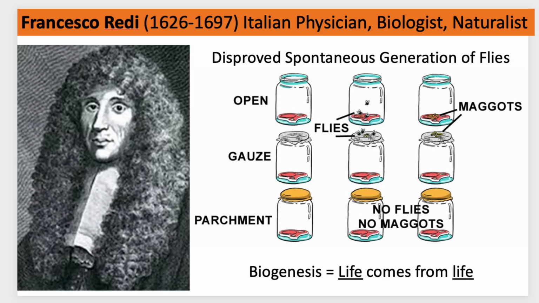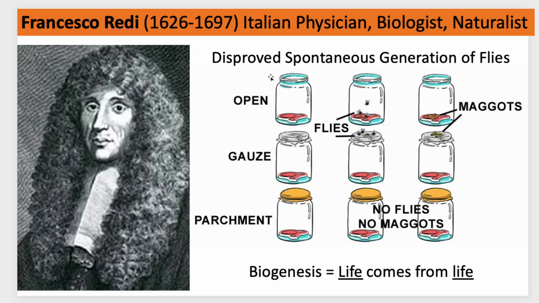We get to Francisco Redi, 1626 to 1697. He was a physician, a biologist, and a naturalist, and he ultimately disproves spontaneous generation for flies. And this is his little experiment. This is why people believed in spontaneous generation. If you just put a piece of meat, even in an area that was pretty controlled, eventually it would have flies on it. And they thought, well, maybe the flies are coming from the meat.